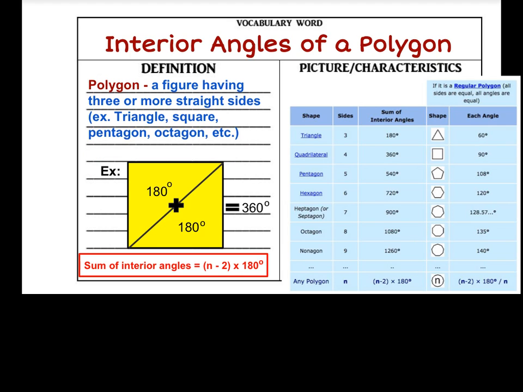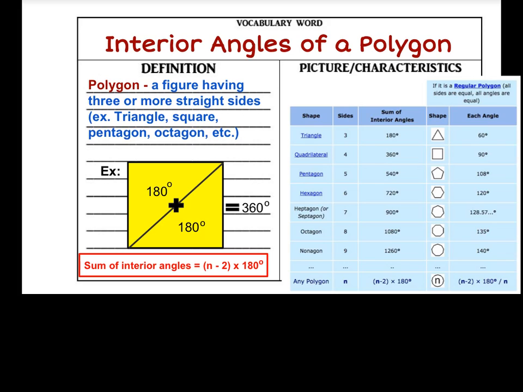Okay, so we talked about the interior angles of a triangle, and now we're going to talk about interior angles of any polygon. And right here we have the definition of polygon. A polygon is just a figure having three or more straight sides. So it can be a triangle. A triangle is considered a polygon. A square is considered a polygon. A pentagon is a polygon. An octagon, etc.